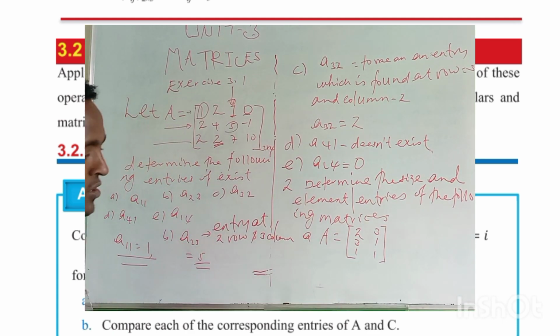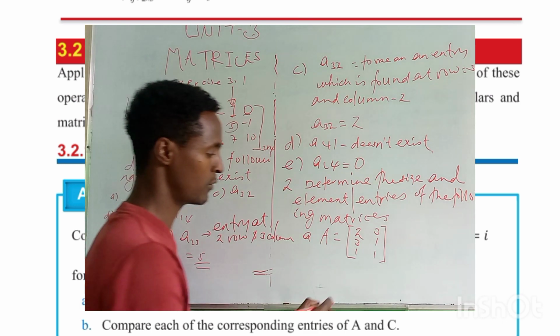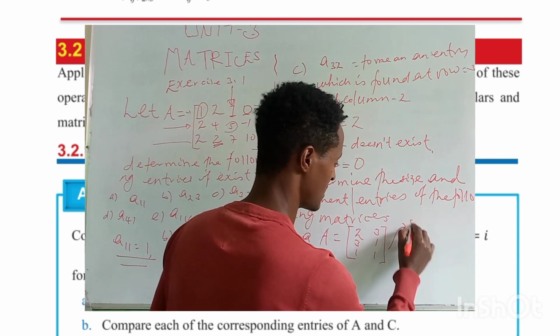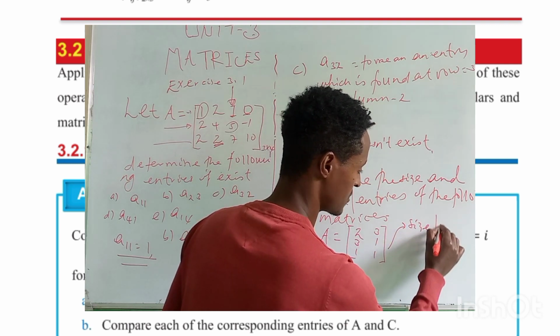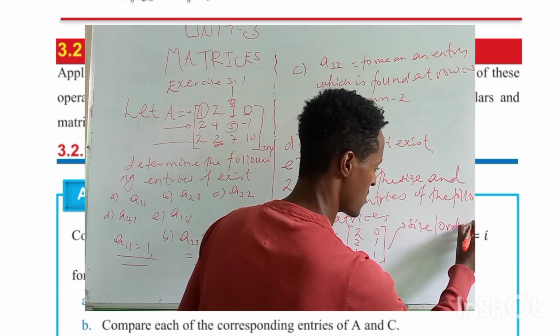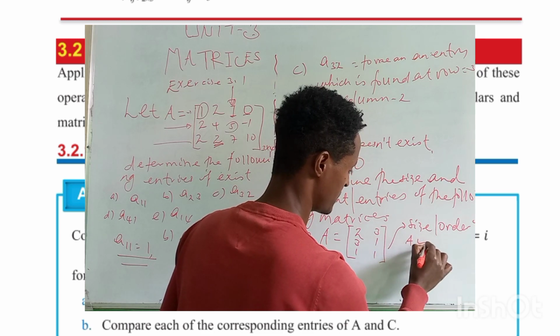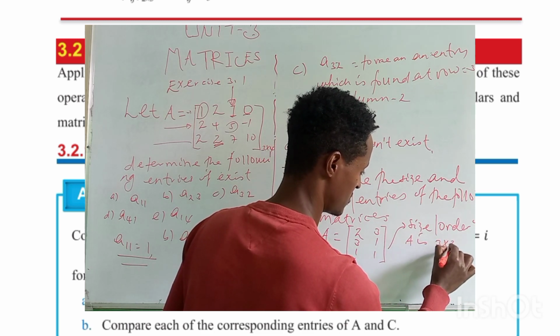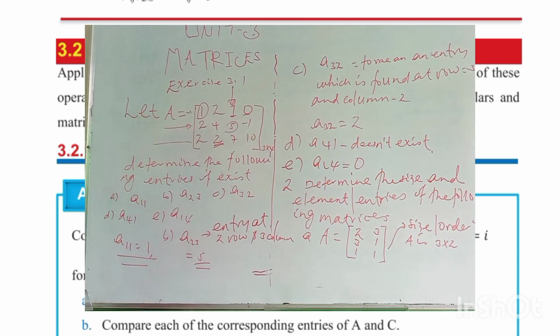So what is the size of this matrix? To talk about the size of a matrix, we said previously that we have to count how many rows and how many columns the matrix has. This matrix has 3 rows and 2 columns. Therefore, the size or order of A is 3 by 2.